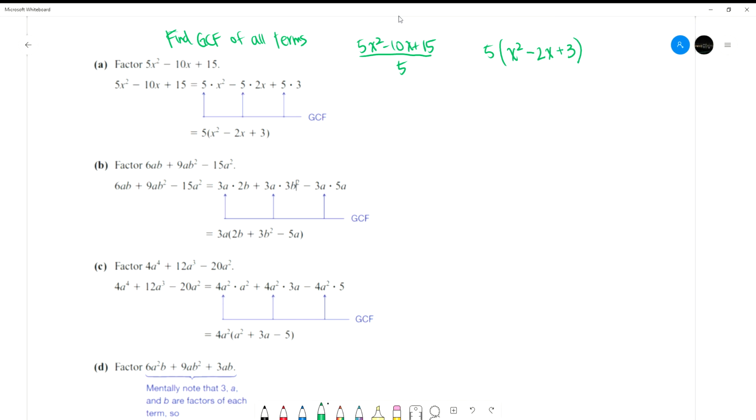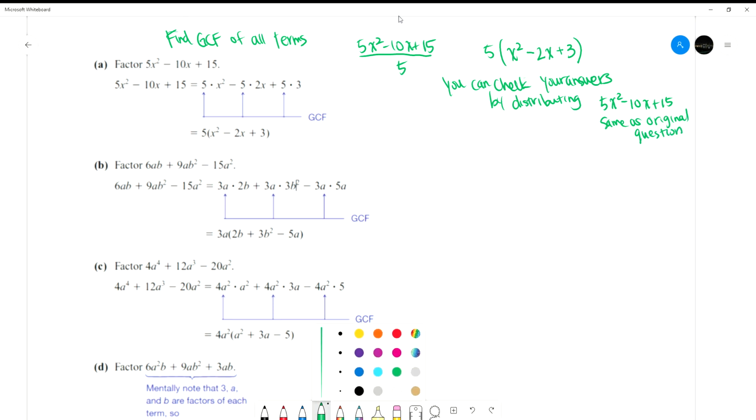Okay? And you can always check your work by distributing. If we distribute, what do we get? 5x squared minus 10x plus 15. Same as the original question, right? So that's how you know you did it right.